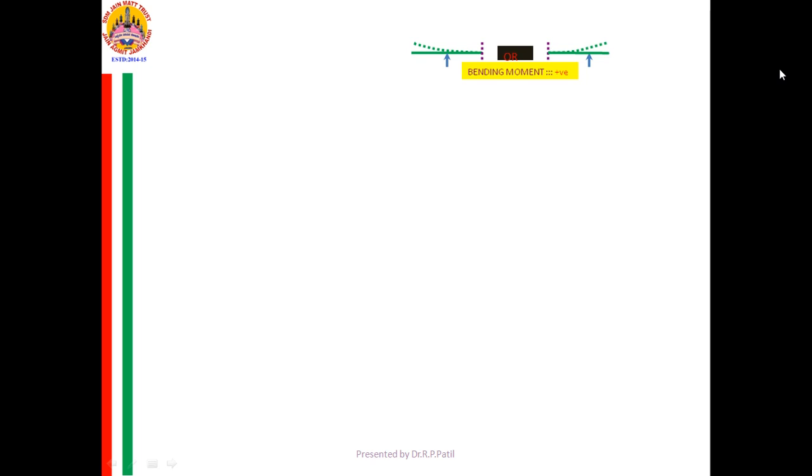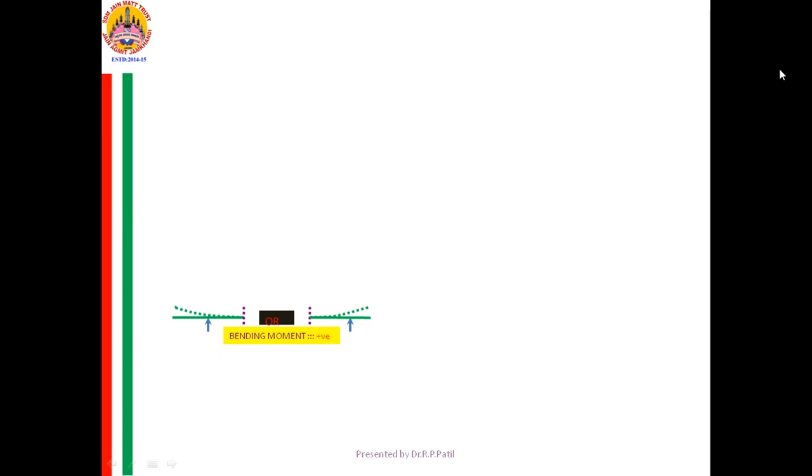Today we are arriving at an important relationship between the applied load, shear force and bending moment. This relationship he is repeatedly asking you to prove in the examination. Already you have seen at different locations in the beam the shear forces and bending moments are different.